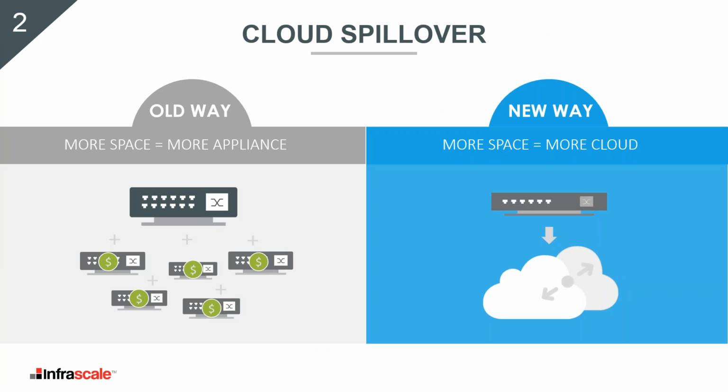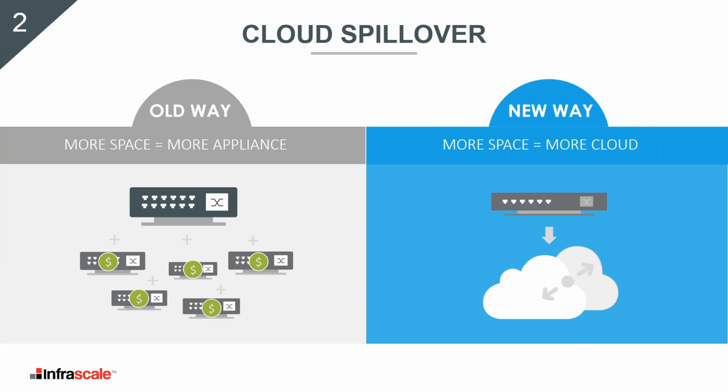Okay, let's take a look at number 2, cloud spillover. So here's a quick scenario that probably sounds familiar to you. You buy an appliance, as your customer's data grows, you fill that up, and so once that appliance is full, you buy another one, and your data continues to grow, so you fill that up, buy another one, fill that up, buy another one, and really just continue this cycle, a hardware hamster wheel. That's really the old way of doing it, where if you need more space, that means more appliance.